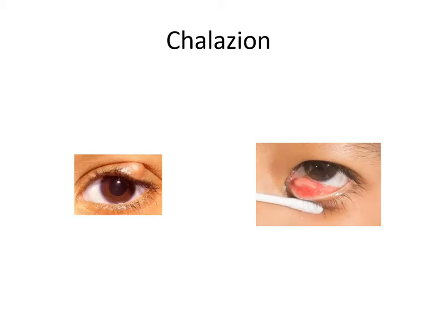Uncorrected refractive error is one of the most common causes of styes and chalazion. Also look for squamous blepharitis. Squamous blepharitis, as I told you, is the dandruff at the root of the lashes. If you don't treat squamous blepharitis, it will get converted into either ulcerative blepharitis or chalazion or stye. So you should treat the squamous blepharitis and correct the refractive error in the child so that the child does not come repeatedly to your OP.